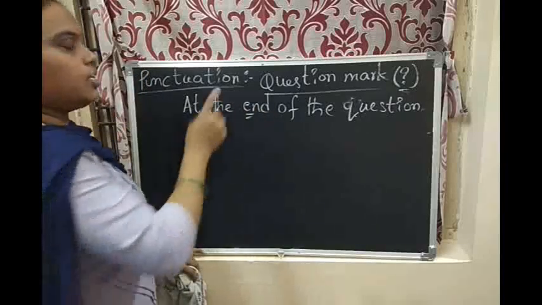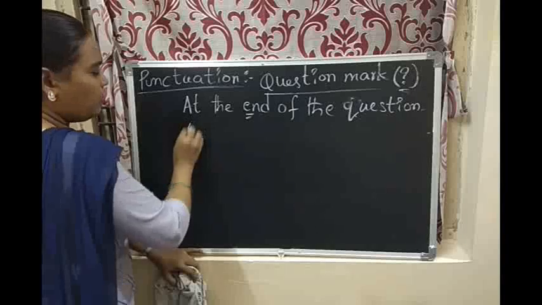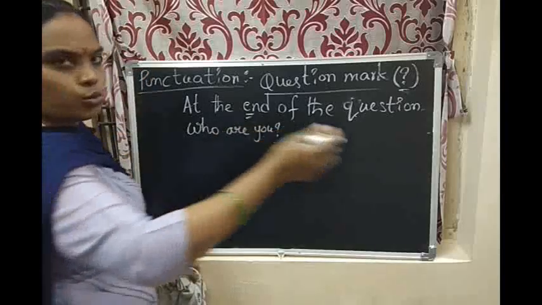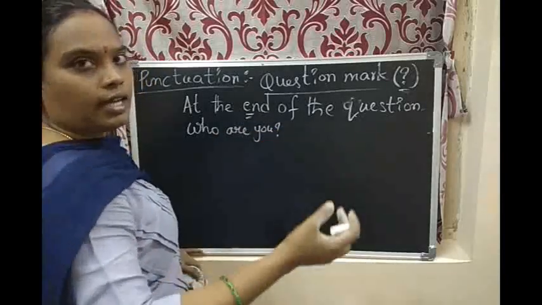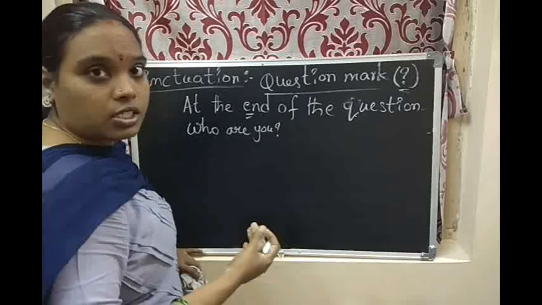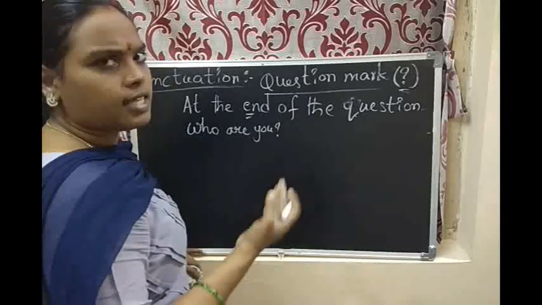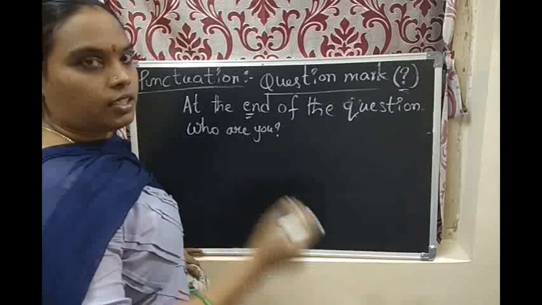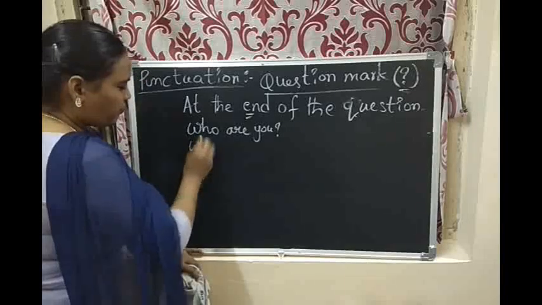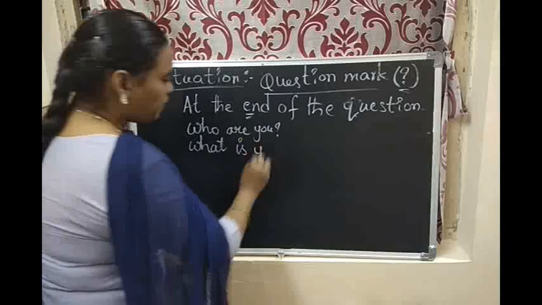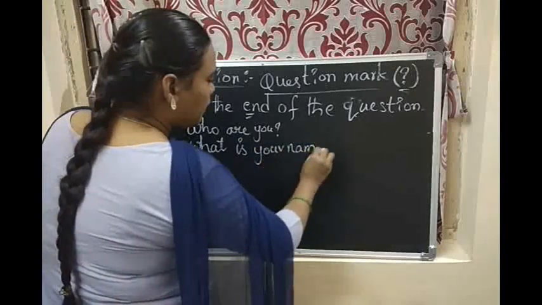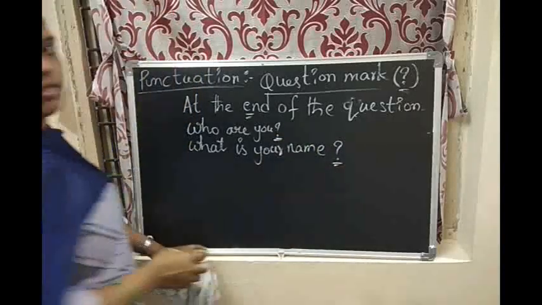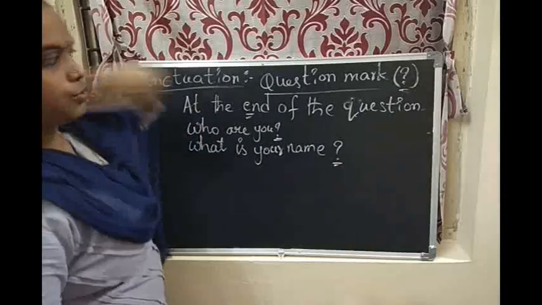This is very important. For example, who are you? You are asking someone you don't know. Somebody came to your house, and they are strangers to you. Then how can you ask? Who are you? They give some answer. Or, what's your name? All these are questions. See, what's your name? Here, dear ones, see, the last ending is a question mark. I am following that rule only.